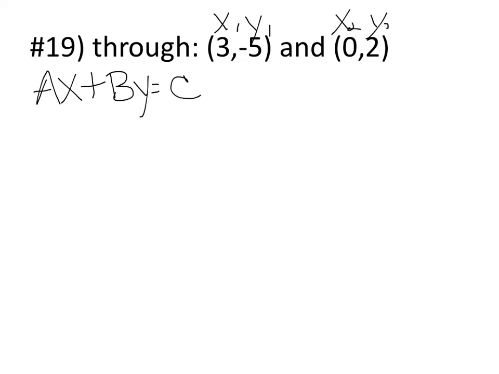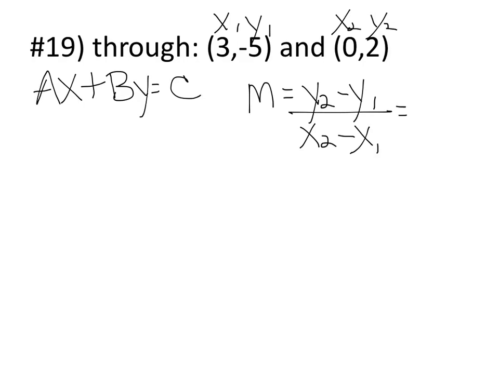Number 19 wants standard form, which is ax plus by equals c. But I've got 2 points again, so I need to label them x1, y1, x2, y2, and plug into the formula for slope, which is y2 minus y1 over x2 minus x1. y2 is 2 minus y1 is negative 5 over x2 is 0 minus 3 is x1.